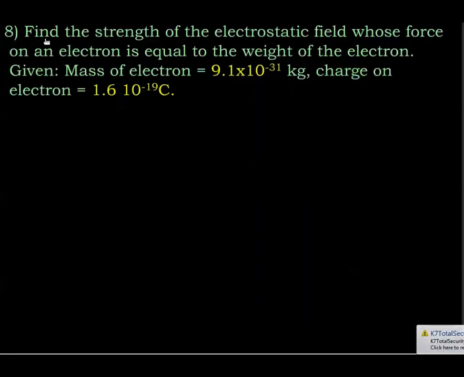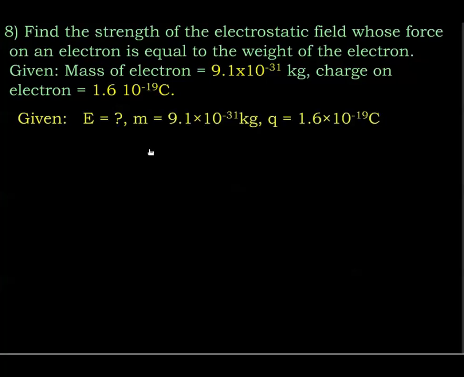Problem number 8. Find the strength of the electrostatic field whose force on an electron is equal to the weight of the electron. Given mass of the electron is equal to 9.1 into 10 to the power of minus 31 kg. Charge on electron is equal to 1.6 into 10 to the power of minus 19 coulomb. This problem is same as the problem number 7. So here given E is equal to what? M is equal to so much, Q is equal to so much.